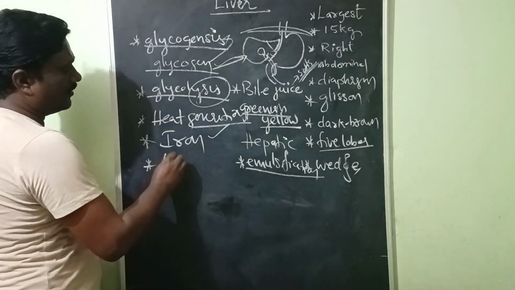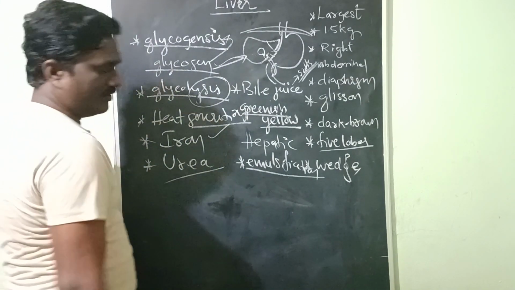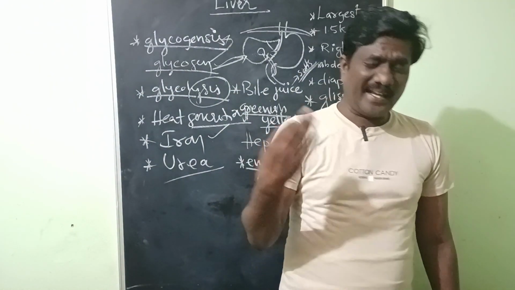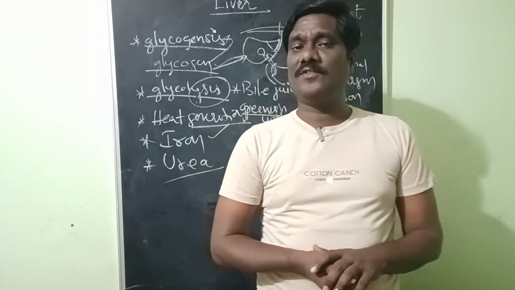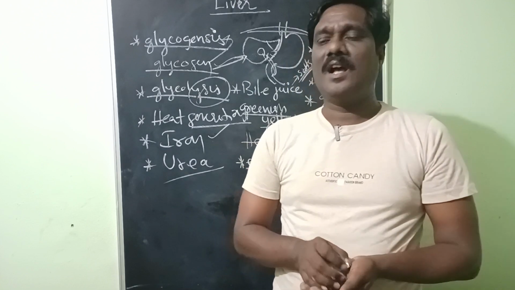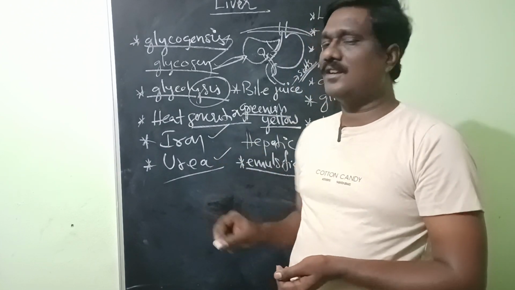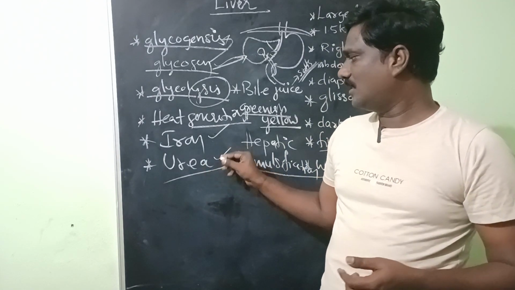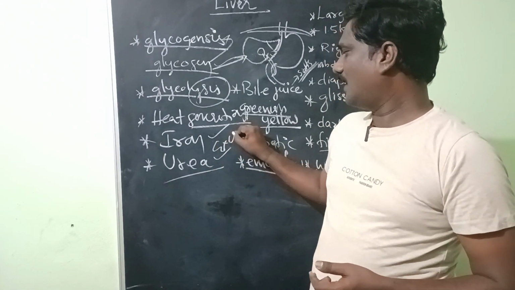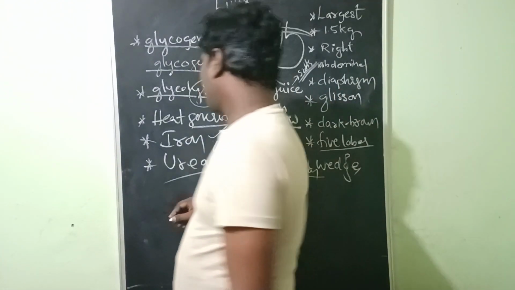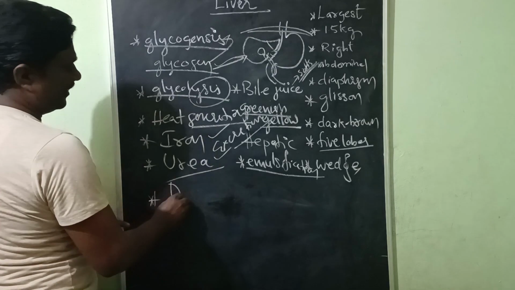Next one is the formation of urea. After digestion, proteins convert into a simple soluble form, that is amino acids. Excess amino acids are not stored in our body. These amino acids are converted into urea, which is secreted through excretion. That is urea formation. Next one is detoxifying.